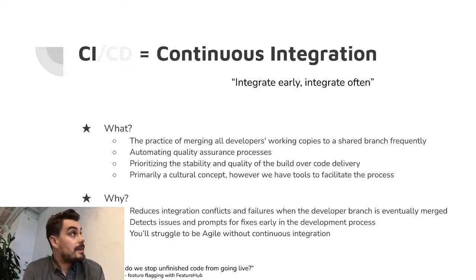So why? Well, continuous integration reduces integration conflicts and failures when the developer branches eventually merge. So this is kind of going back to that story. The more frequently you integrate, the more frequently you bring your code in, the more likely it is that your conflicts and your issues are going to be smaller, as opposed to leaving it for a long time. You leave large feature branches where you've worked on a lot of code, you try to integrate that, there's going to be a lot of conflicts.